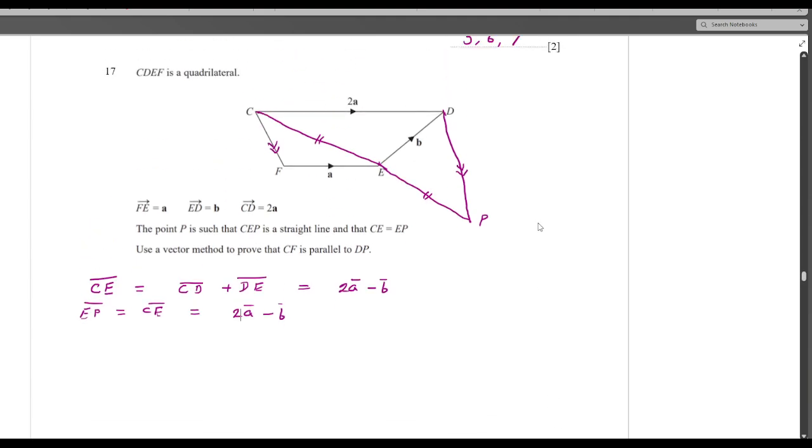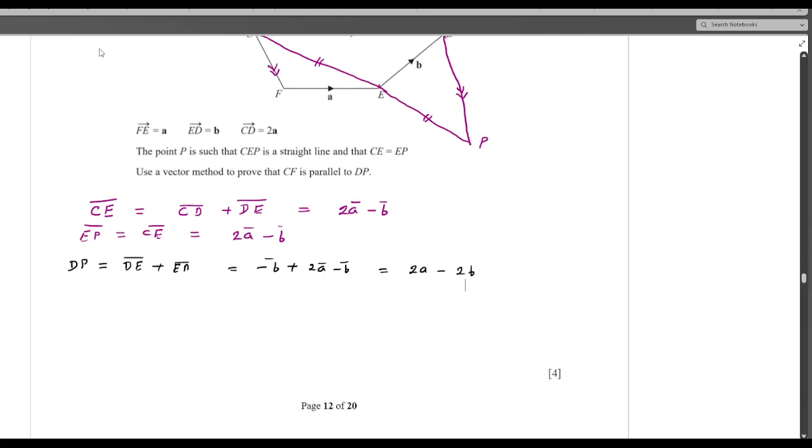Now, if you find your vector DP, it is your DE plus your EP. Now your vector DE is minus B, so it is minus B plus EP, which is 2A minus B. So the result is 2A minus 2B.